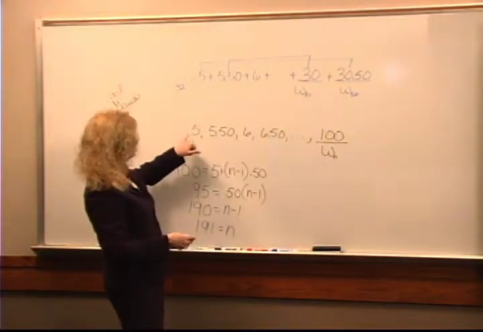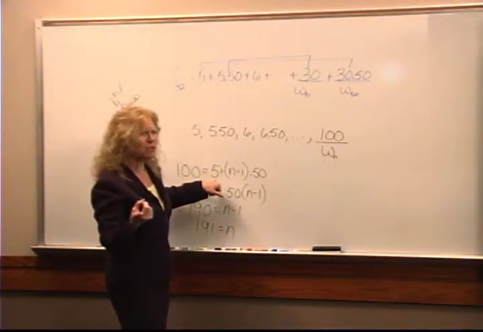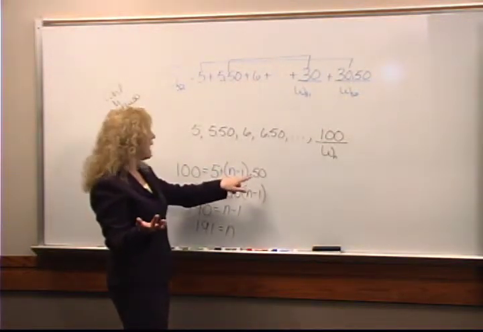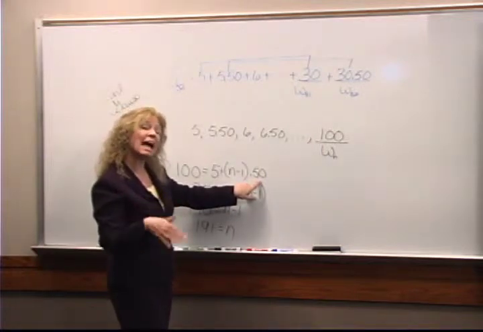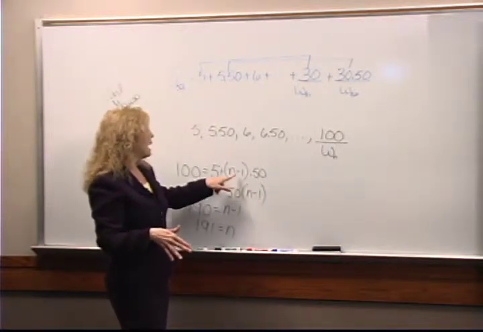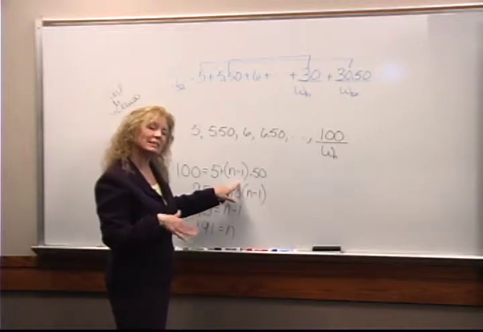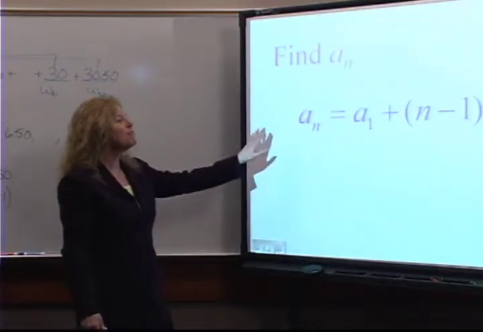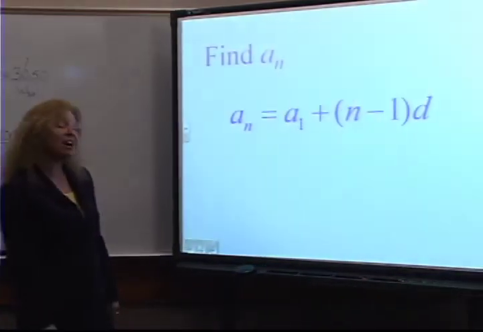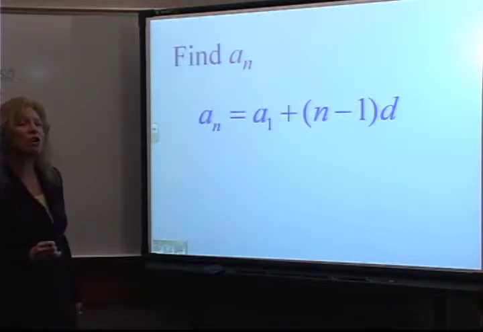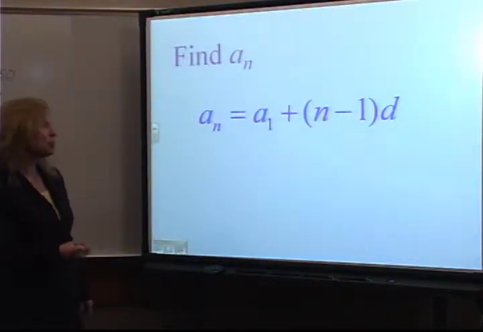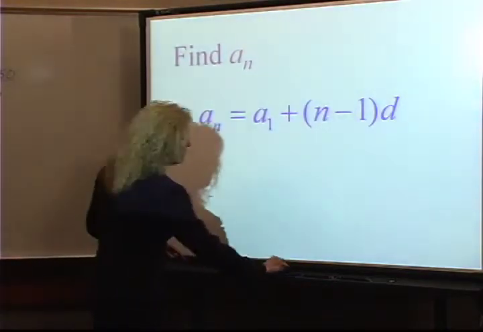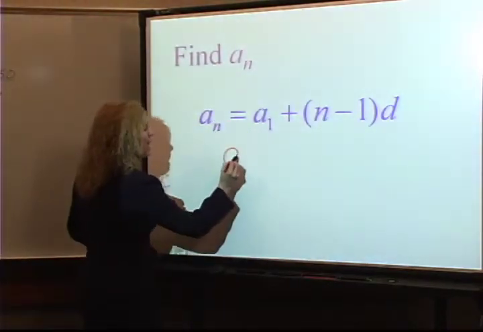Now, to find that, think about what we did each and every time. We had the starting point, and the starting point was always the first term, right? Makes sense? And then we had a certain amount that we were adding every single time. And then this represented how many times we had to add it. With that in mind, here is the formula that you come up with for finding the nth term of any arithmetic sequence.